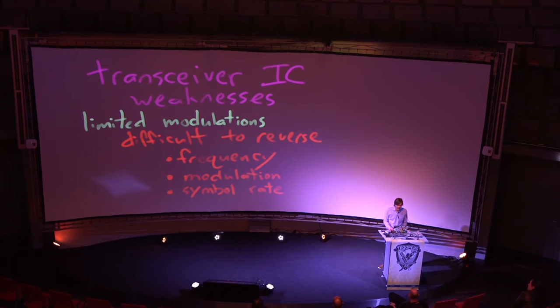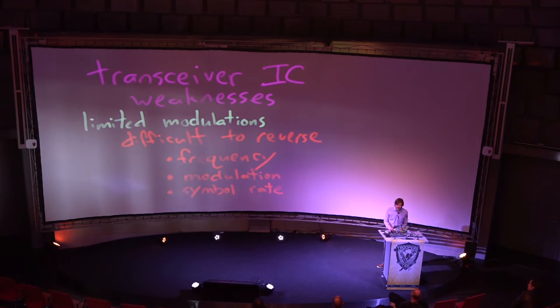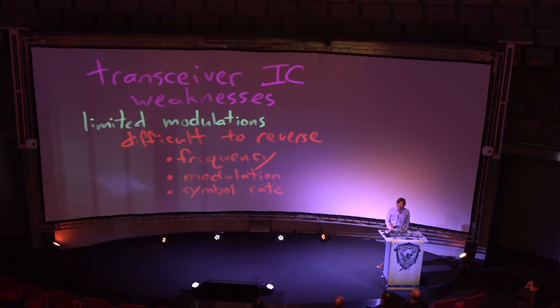So that is the weakness of the IC. It's just difficult to find the frequency of the target device. It's difficult to find the modulation of the target device. It's difficult to find the symbol rate or the bit rate of the target device. And so I'm going to use SDR for those things and then use Yardstick One for something else.